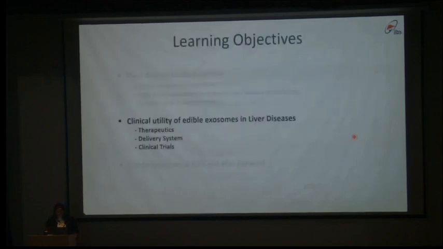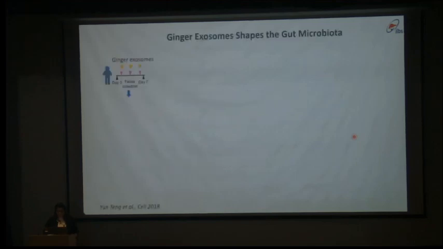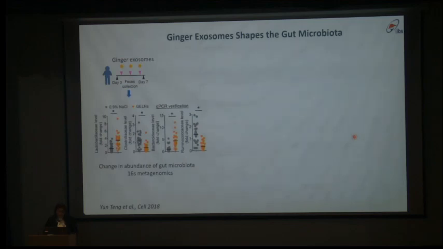So what is the clinical utility of edible exosomes in liver diseases? Interestingly, this is one of the earliest papers, in 2018, where they took healthy volunteers and made them eat ginger exosomes for 7 days, and then they did the stool microbiota index, and they found that within 7 days the ginger exosomes were able to change the gut microbiota. And by 16S metagenomics, they showed that Lactobacillus abundance increased, whereas Clostridium and Ruminococcus levels all decreased within 7 days.